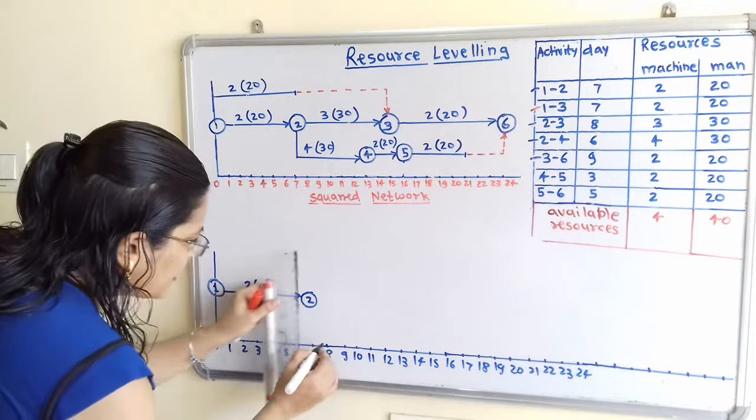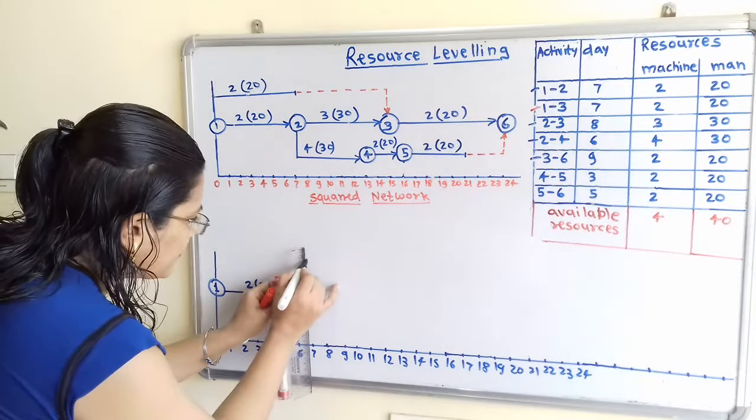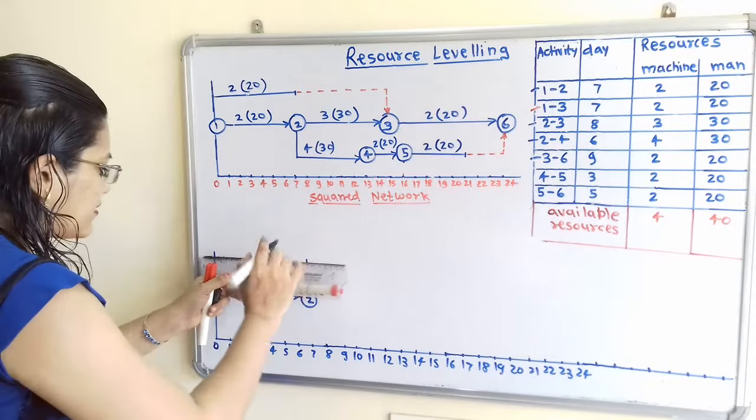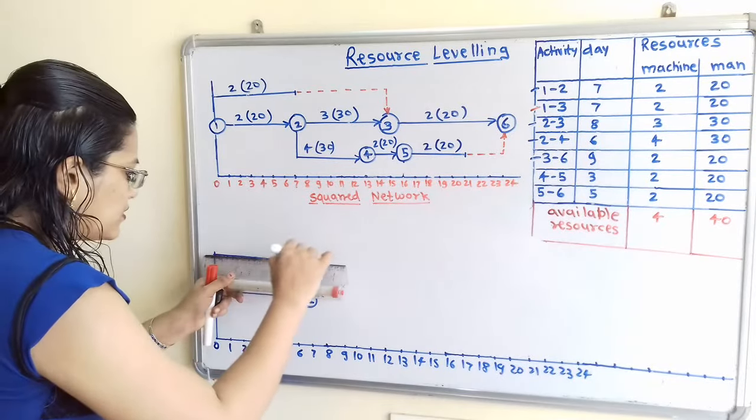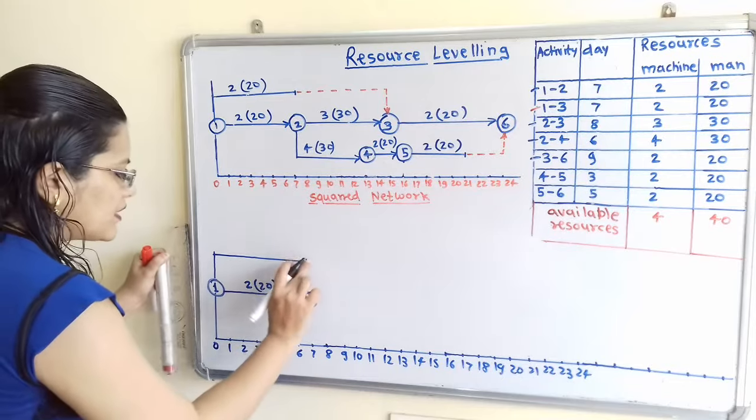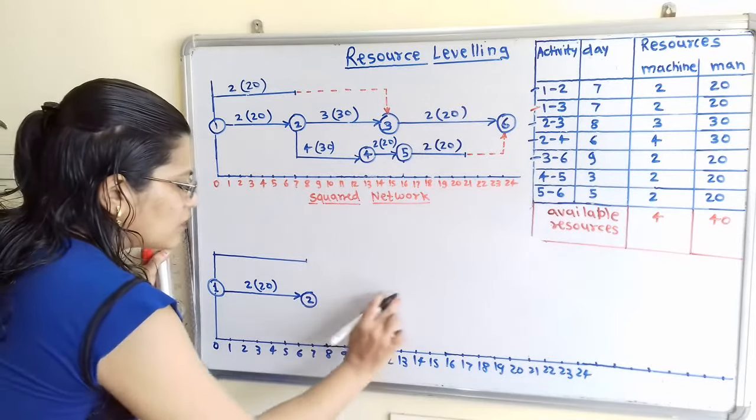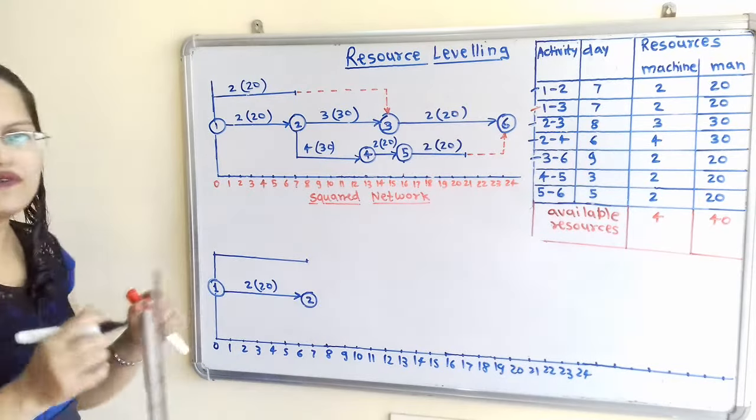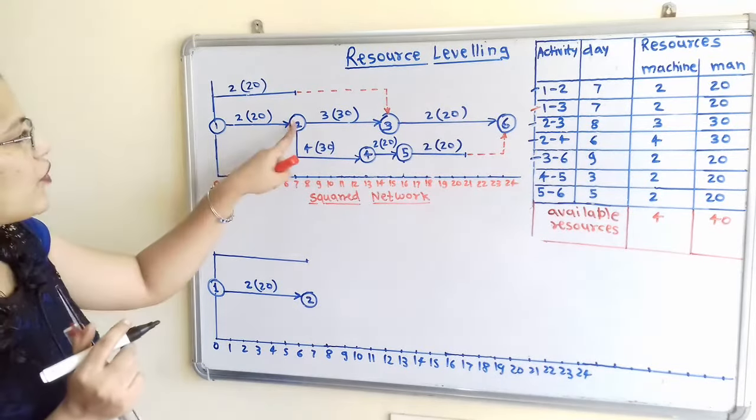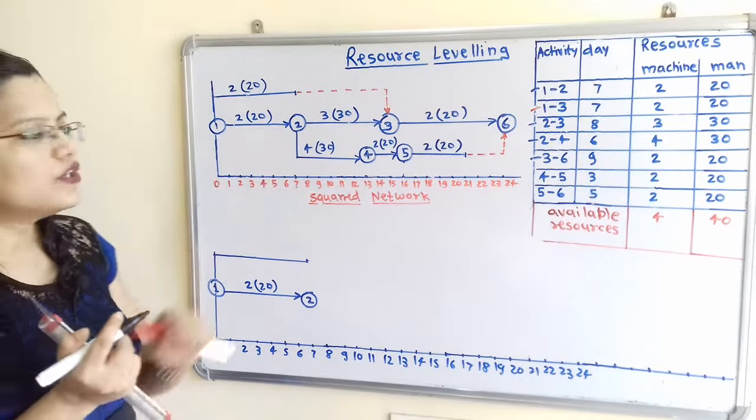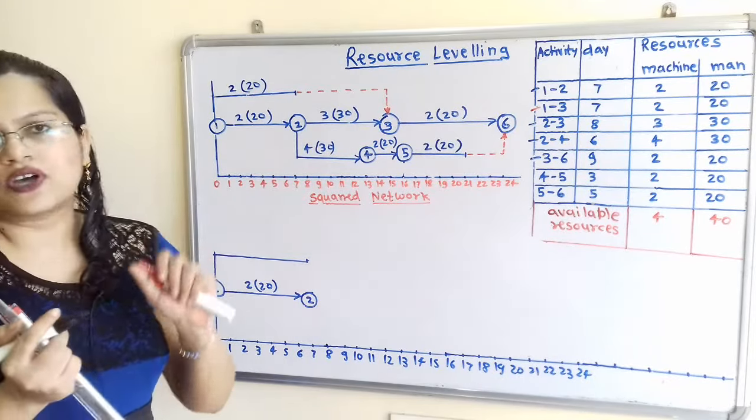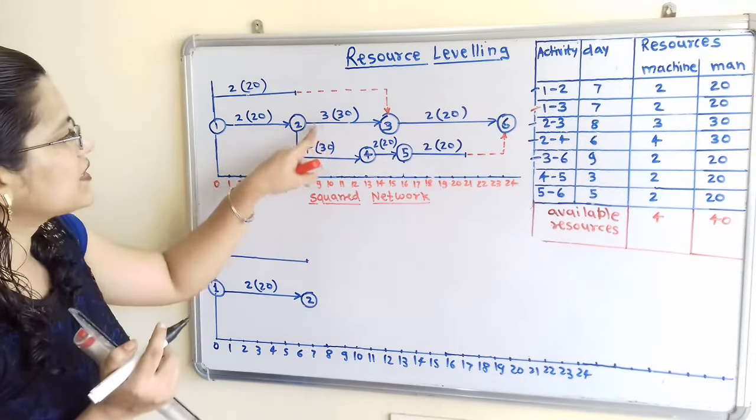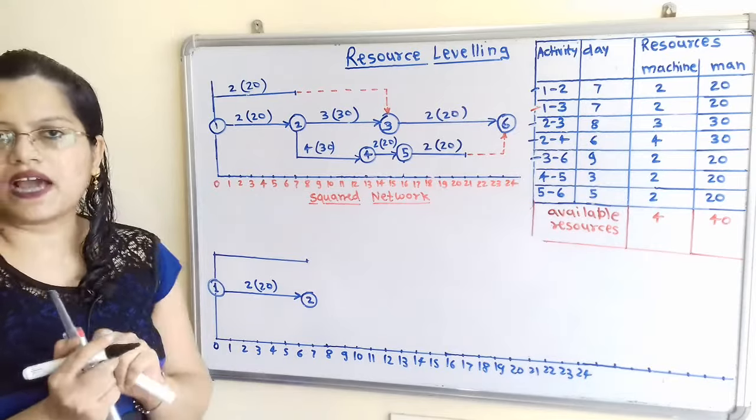So for these 7 days I will mark one point here, and because this 1 to 3 is non-critical, we will draw it on the upward side. So here is 1 to 3, but here we have not drawn the node 3, so I will just show this line. After that we have to show the dotted line. Now for this activity 2 to 3, this 2 to 3 activity is on the critical path, so we have to show it here. For this, 3 machines and 30 men are required.